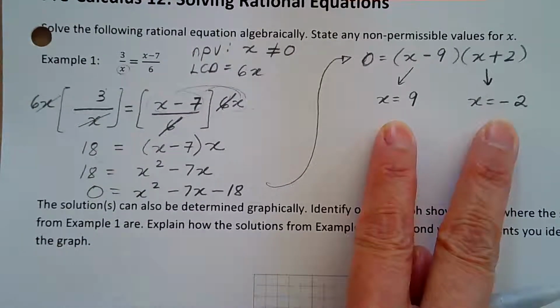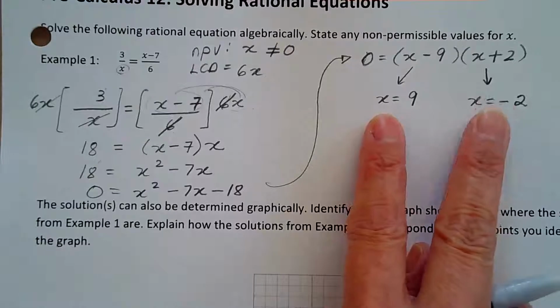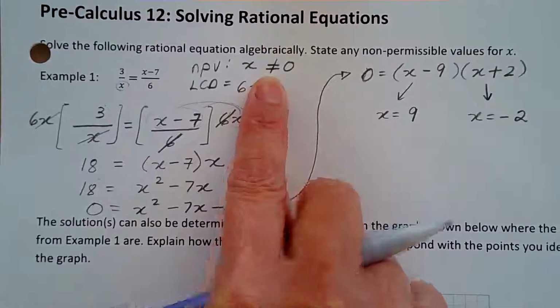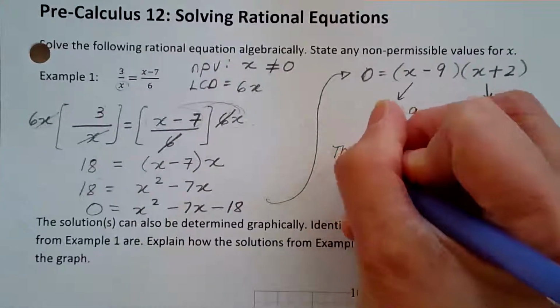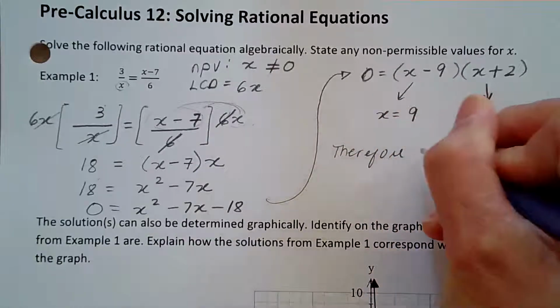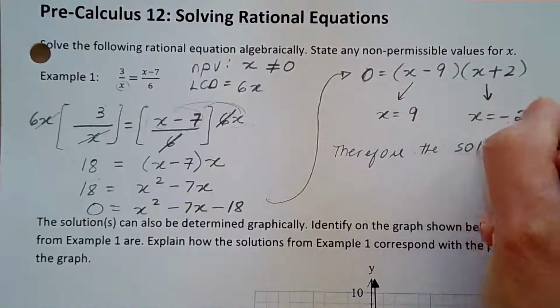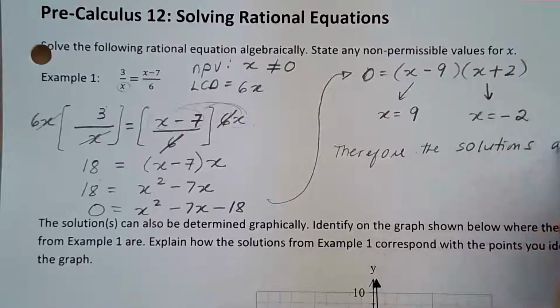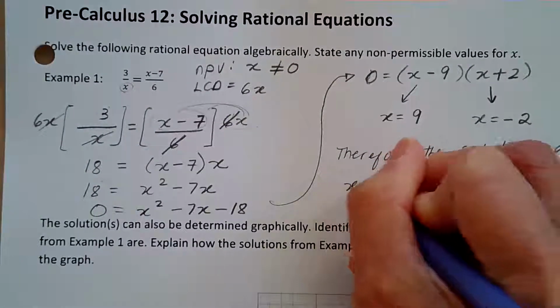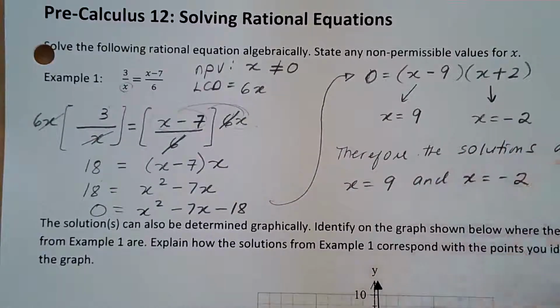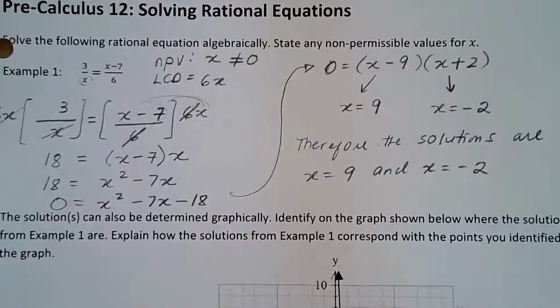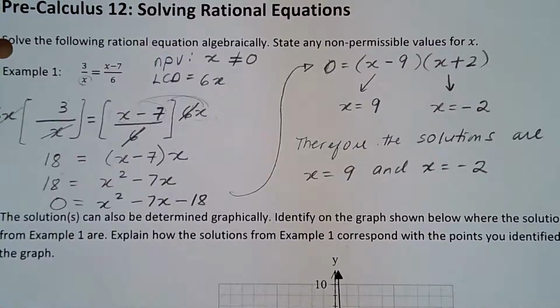Any of these non-permissible values? No, right? Because our non-permissible value is 0, but this is 9 and this is negative 2. So therefore, the solutions, there are two of them, are x equals 9 and x equals negative 2. Okay. So that piece.